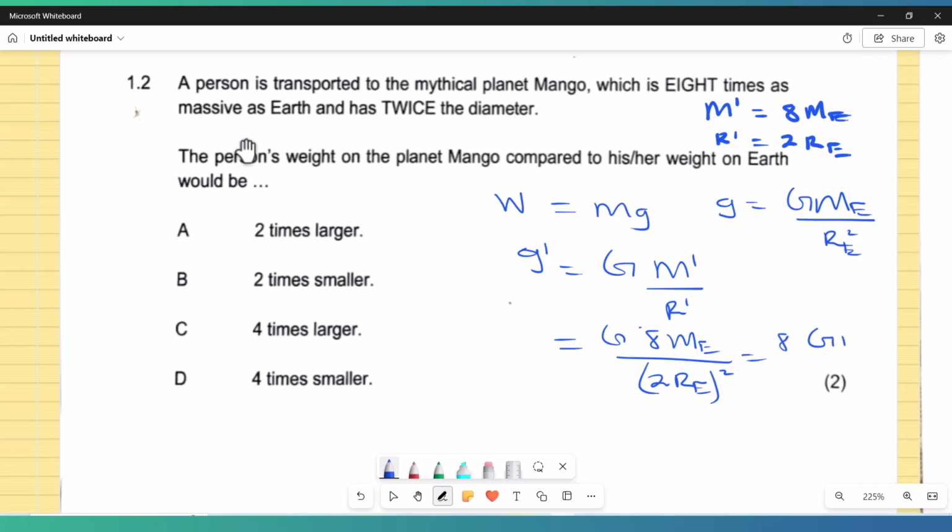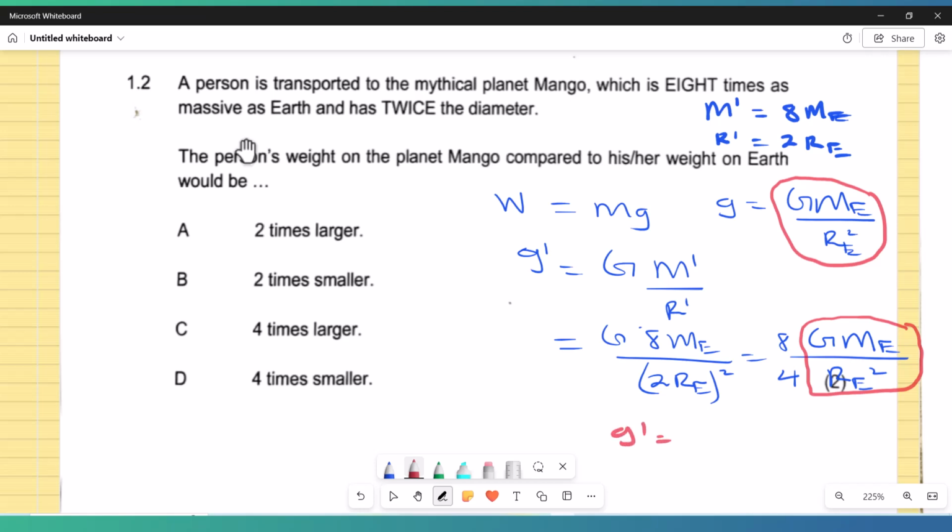So I can write the 8 first: G times the mass of the Earth, divided by, now this 2 squared gives me 4, then the radius of the Earth, squared. Now this part here, which is in red, is the same as what you see here. Meaning my gravity at Mango will be the same as 4 over 8, which is 2, times gravity of the Earth.